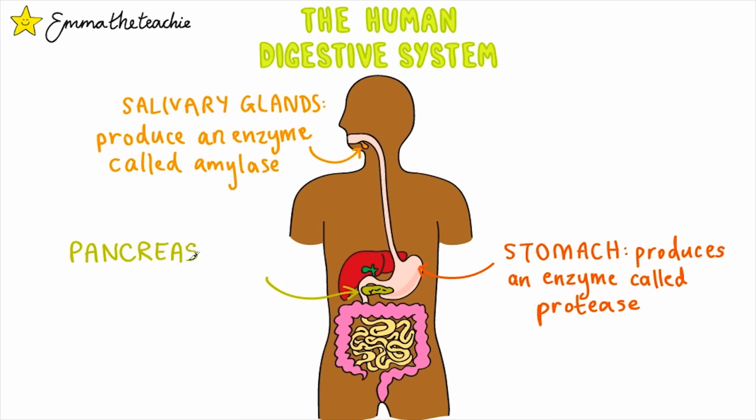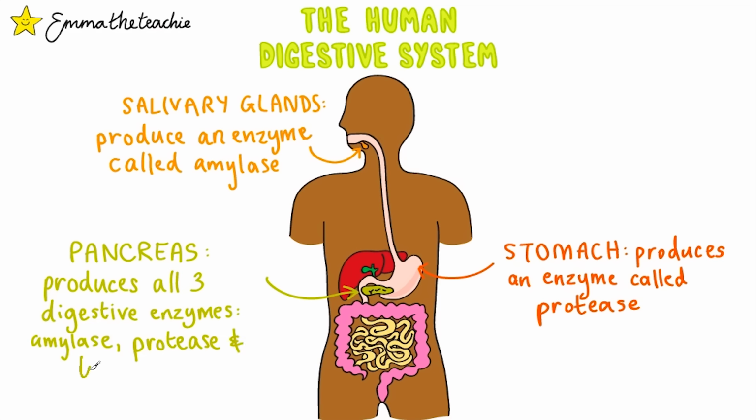Now we've got a new organ called the pancreas. This small organ produces all 3 digestive enzymes: amylase, protease, and lipase. And over here, we've got the liver. It's a large organ that produces bile.